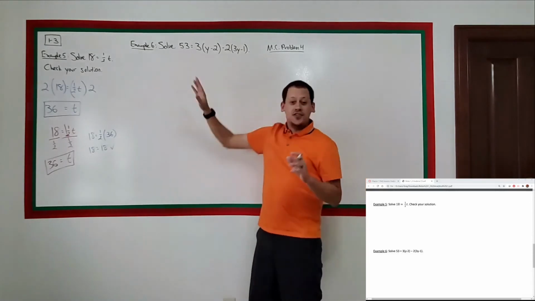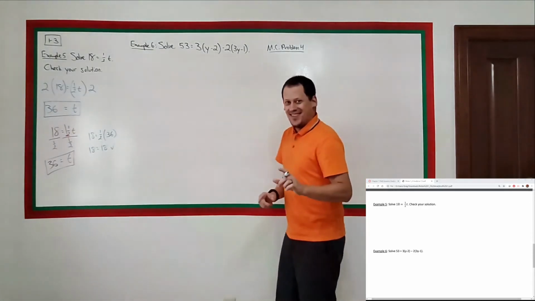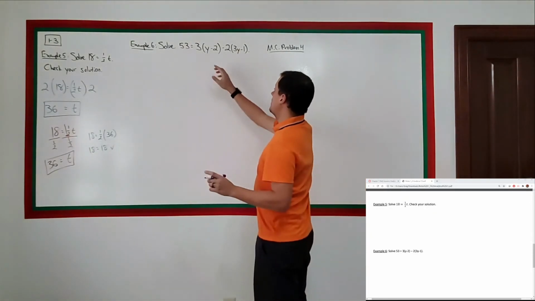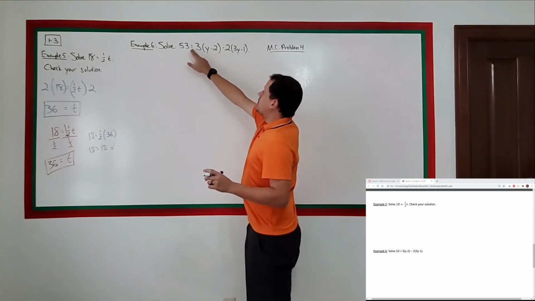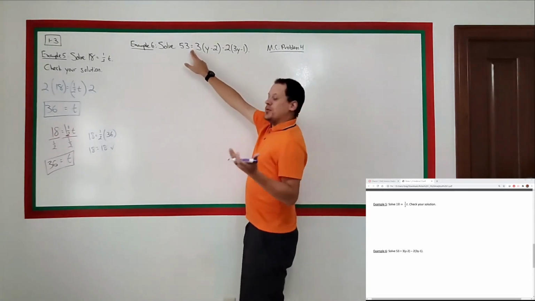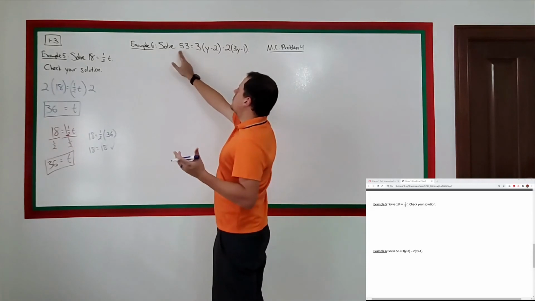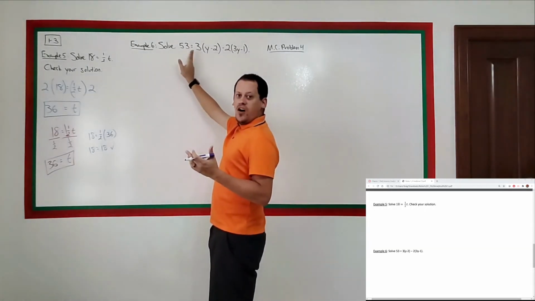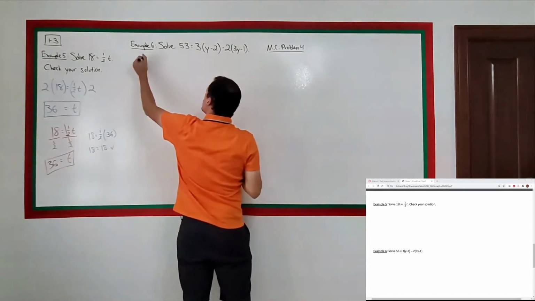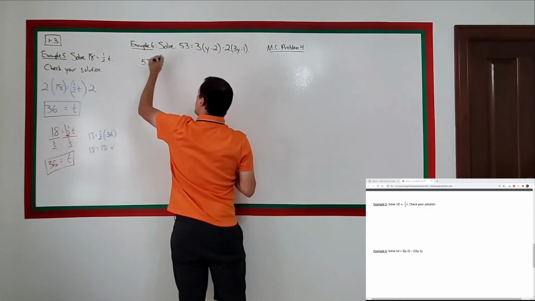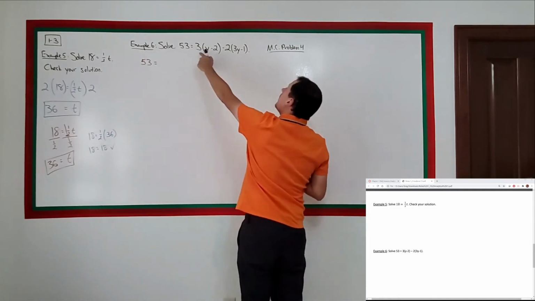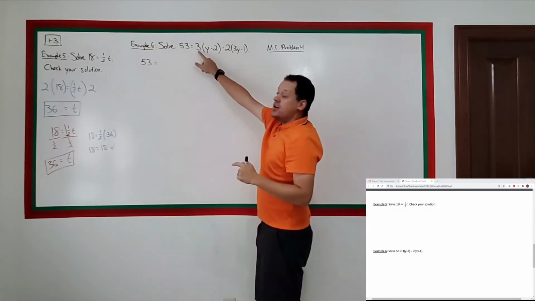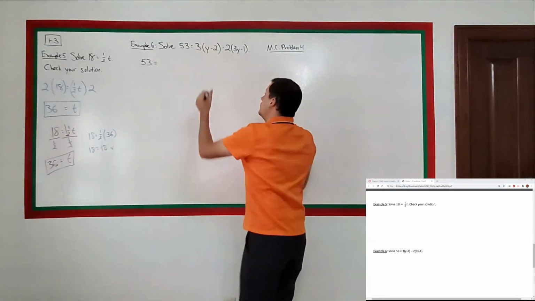Do you remember how to distribute? We're using the distributive property here. There's an equation now, with an equal sign. I think we can agree there's nothing really that we can do on this side of the equal sign, so we'll just keep it the way it is, 53 equals. But on this side, we can take the 3 and distribute.